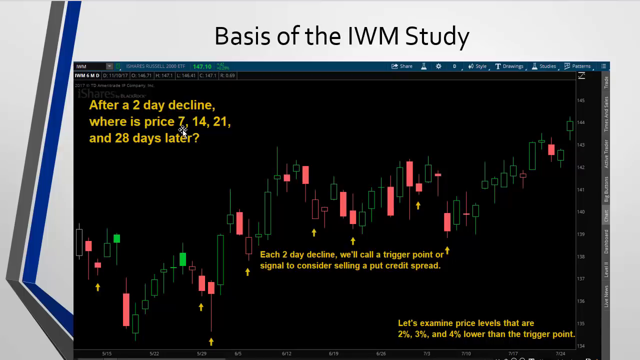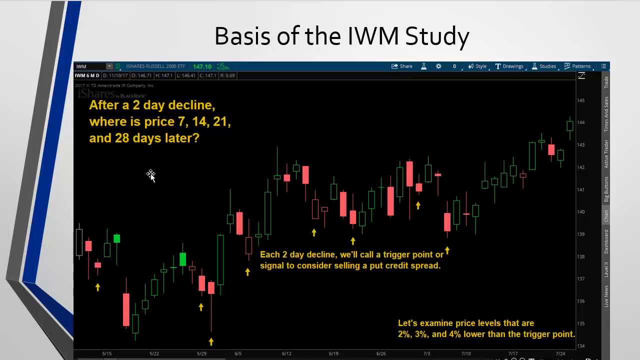Basically, after a 2-day decline, what we want to look at is where price is 7, 14, 21, and 28 days later. If we sold off for 2 days in a row, where is the price 7 days later? Is it higher? Is it lower? How much higher? How much lower? And I did different time frames because some people like to operate in different time frames.